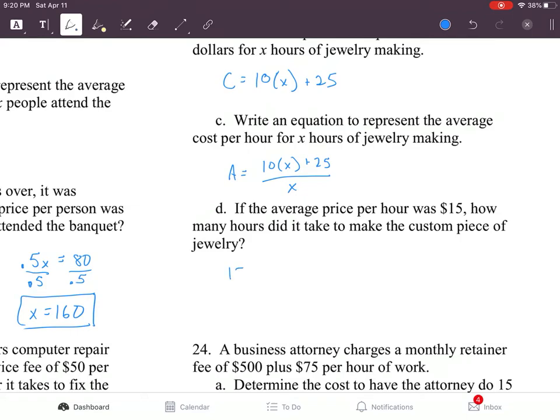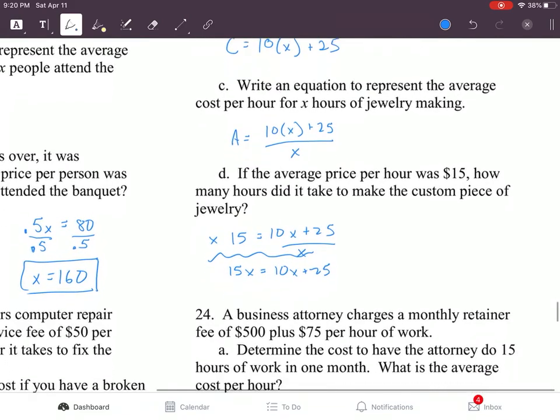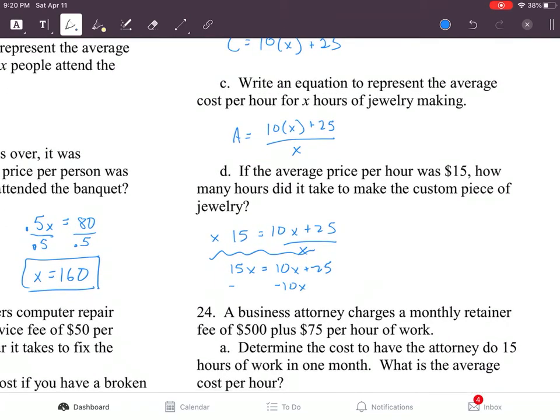Again, here we go for the average prices. If the average price is $15, how many hours did it take? You have 10 times X plus 25 over X. Again, the left side is missing the X because it's a rational equation, so we multiply X to the other side. We don't need that anymore. So we have 15X equals 10X plus 25. Subtract 10X from both sides. You get 5X equals 25, and X will equal 5. So it's 5 hours.